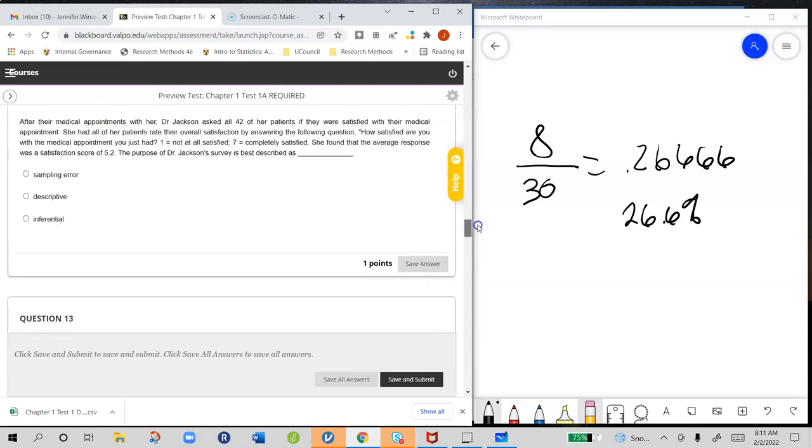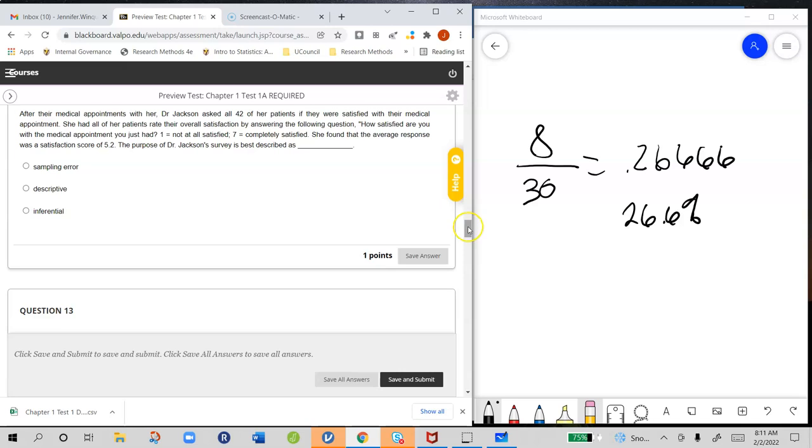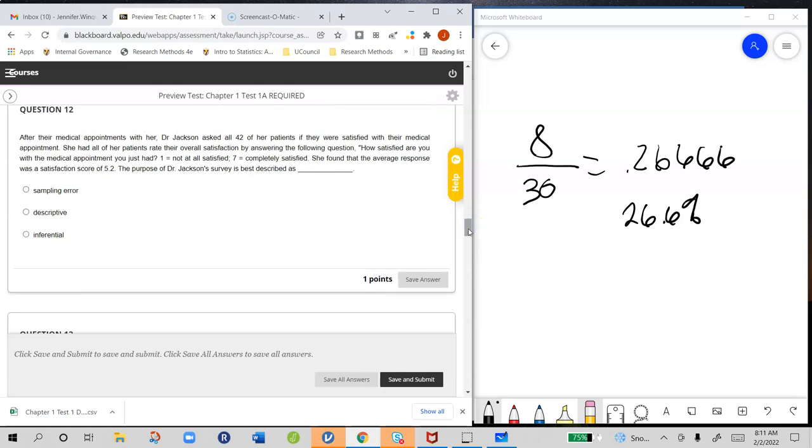All right, next we have number 12. Dr. Jackson has asked all 42 of her patients if they're satisfied with their medical appointment. And they rated on a 7-point scale, and she finds that the average response was 4.2. Right? And so in this case, we're asking you the purpose of this survey, right? And the purpose of the survey is never sampling error, right? It's either a descriptive or inferential purpose there.